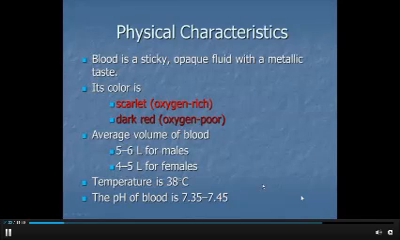The temperature of the blood is a little higher than the temperature of the body, so it's about 38 degrees centigrade. And another very important characteristic that you absolutely have to know is the pH of blood. Remember, pH measures the level of acidity. For blood, it is between 7.35 and 7.45. Recall that the pH scale is a logarithmic scale, and 7 is a neutral point, whereas anything below is acidic and anything above is alkaline or basic. So obviously blood is slightly alkaline.